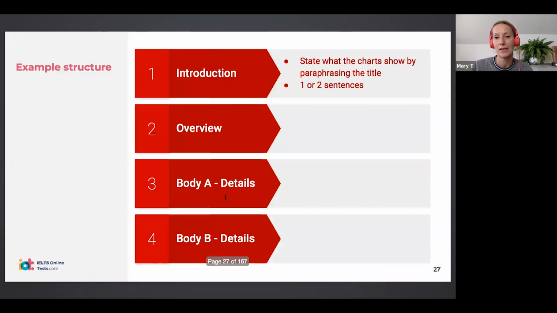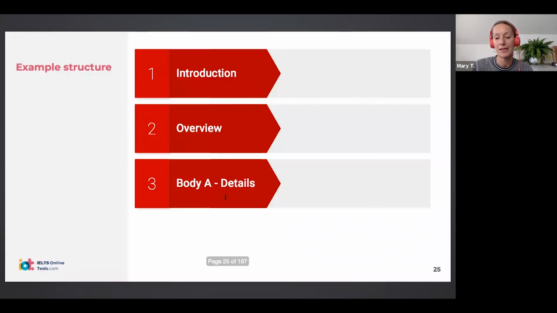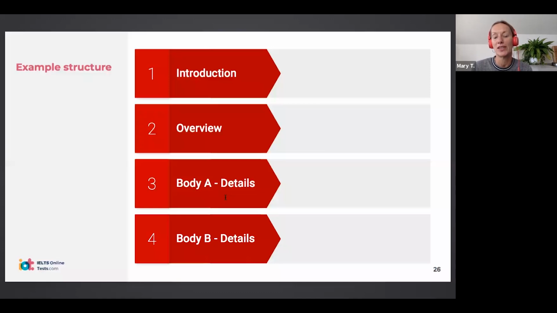So going back to the introduction, so I was going to ask you this, sorry. What do you do in the introduction? Paraphrase the question, that's right. Yes, good. So this is obviously the normal thing you do for these types of essays. So state what the charts show by paraphrasing the title. Okay, well, I'm also going to give you how much you should be writing for each section. So this should be 1 or 2 sentences.